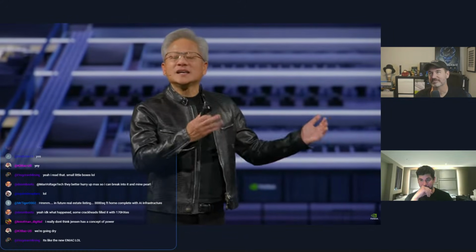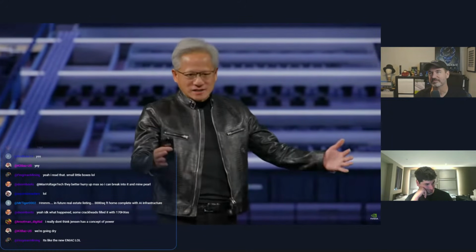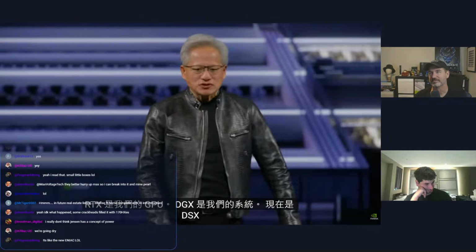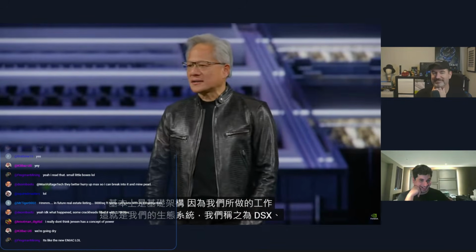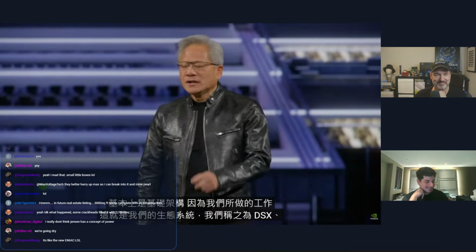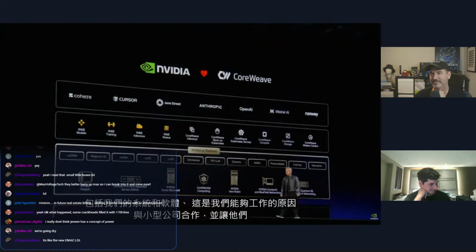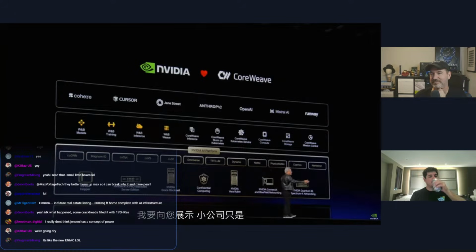We call it DSX. RTX is for our GPU, DGX is for our systems, and now DSX, basically infrastructure. Because of the work that we do across this entire stack, including our systems and software, we can work with small companies and enable them to be world-class AI clouds. Every one of these I'm about to show you are small companies just recently. And now CoreWeave is worth 50, 60, 70 billion dollars.